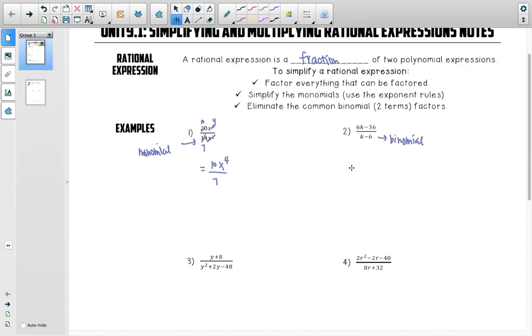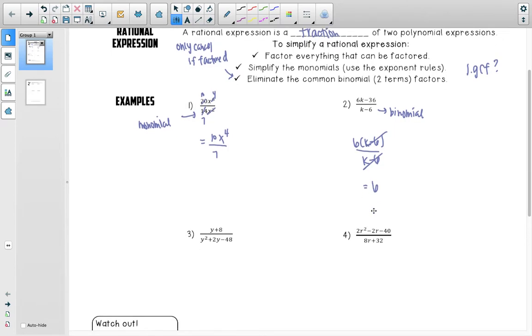Okay. Now, number 2, you notice that there's binomials, so this is where you have to factor. And the first way you should always look at factoring is, is there a greatest common factor? So on top, you have 6k and you have 36. Well, 6 and 36 have a 6 in common, leaving you with k minus 6. Now, you can only cancel if factored. Got it? So these are factored, so you can cancel this out, so your final answer is just 6. So it's pretty simple. Okay.